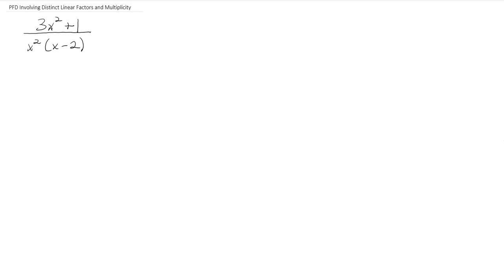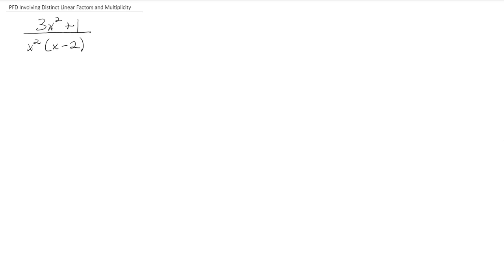Let's perform a partial fraction decomposition to this rational function. So the first thing we want to do is check the degree of the numerator, which is 2, and compare it with the degree of the denominator, which is 3. 2 is less than 3, so this will allow for a partial fraction decomposition.